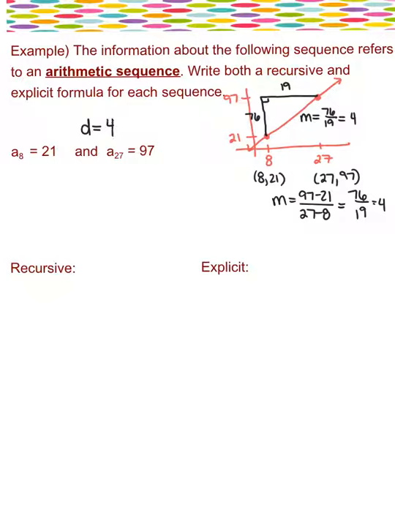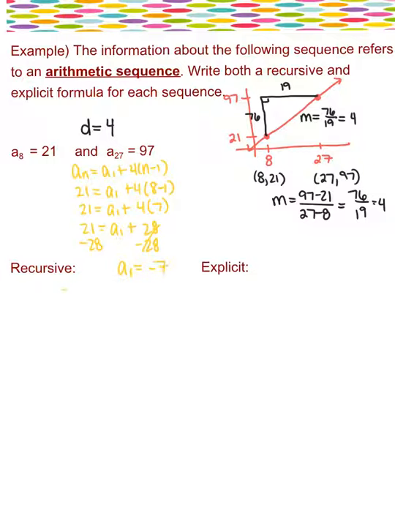And now what you can do is you can choose a point to work with, and you can use that just like we did in the last example. I'm going to use the first point since 8 and 21 are smaller numbers to work with. So I'll have a sub n equals a sub 1 plus 4 times n minus 1. And now when I plug in this term, the 8th term, I get 21 equals a sub 1 plus 4 times 8 minus 1. 8 minus 1 is a 7. And then I'm going to multiply the 4 times the 7 to get 28. When I subtract the 28, you get a sub 1 is equal to negative 7.